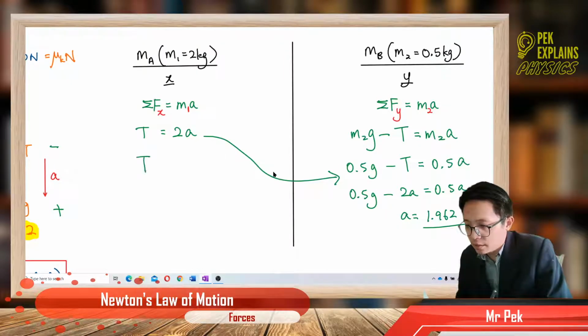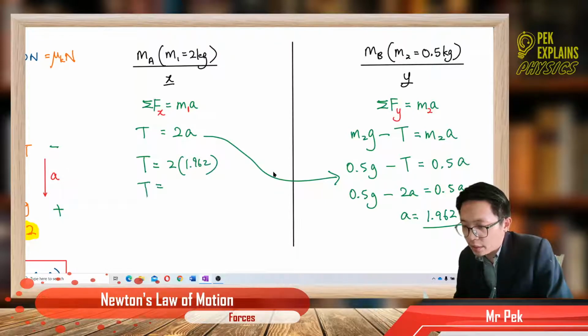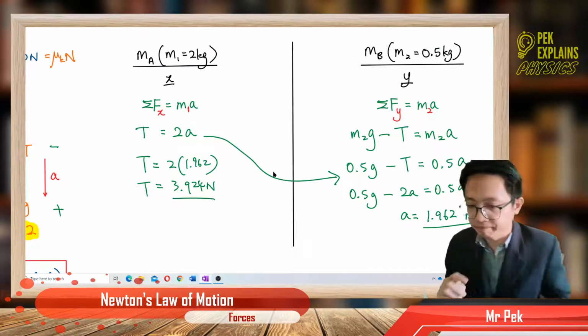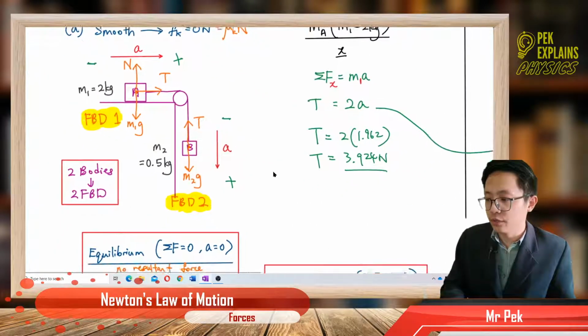We substitute back over here, 1.962, and we got our tension. Our tension is 3.924 Newton. Okay, that's our tension. Good. Now we solved question A.